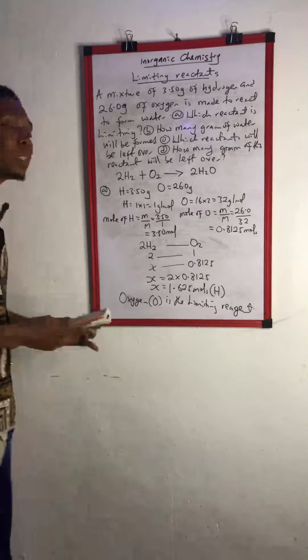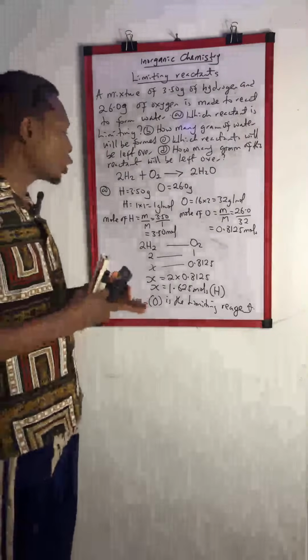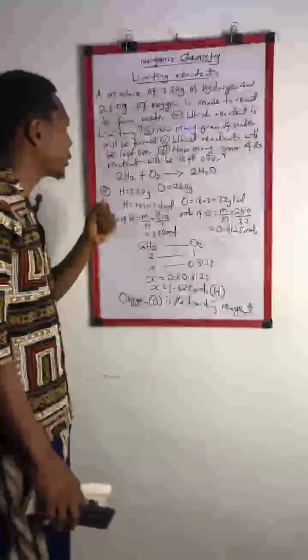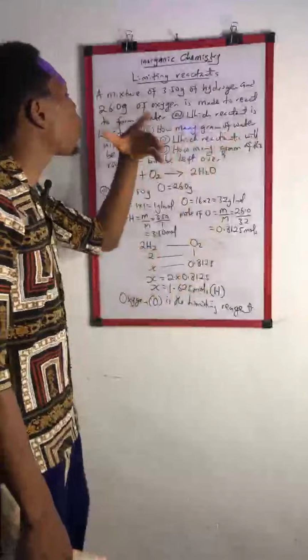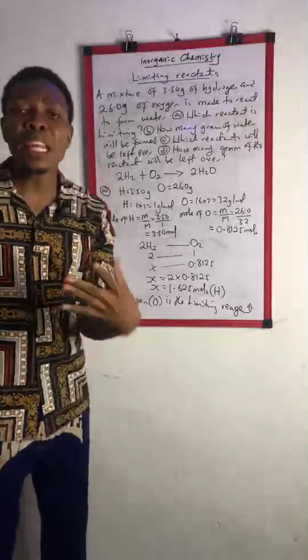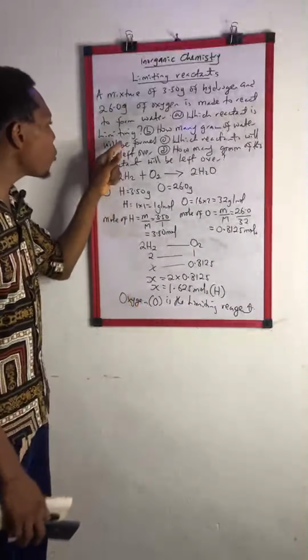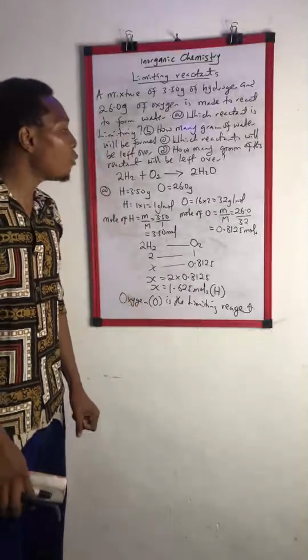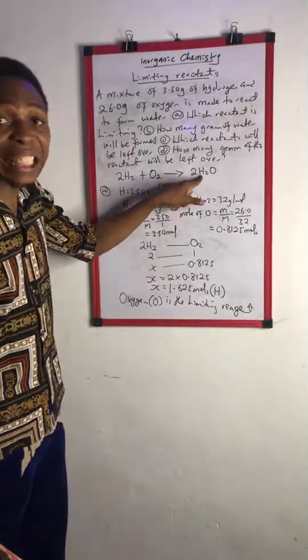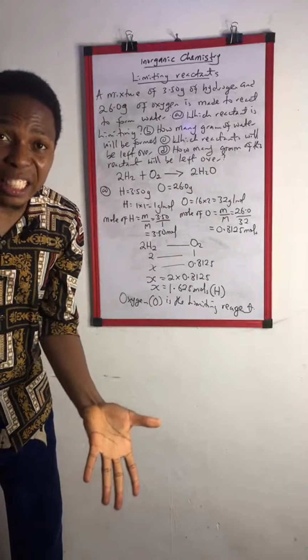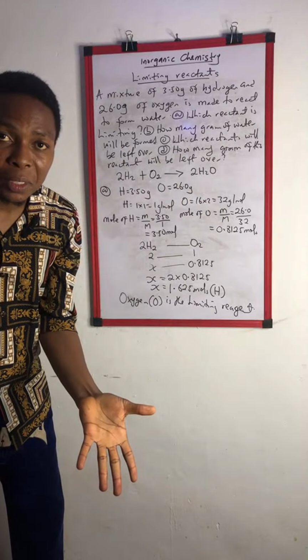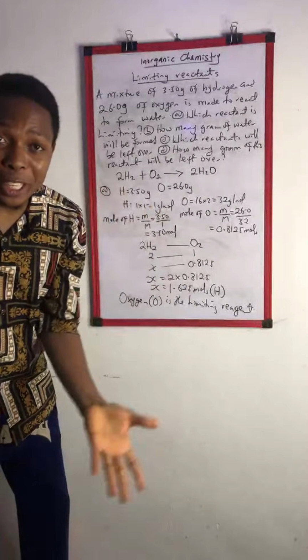Alright, now that you know how to determine the limiting reagent, the next question was: how many grams of water will be formed? For you to calculate the mass of this water that will be formed, you have to work with the limiting what? Reagent. That's your theoretical yield.